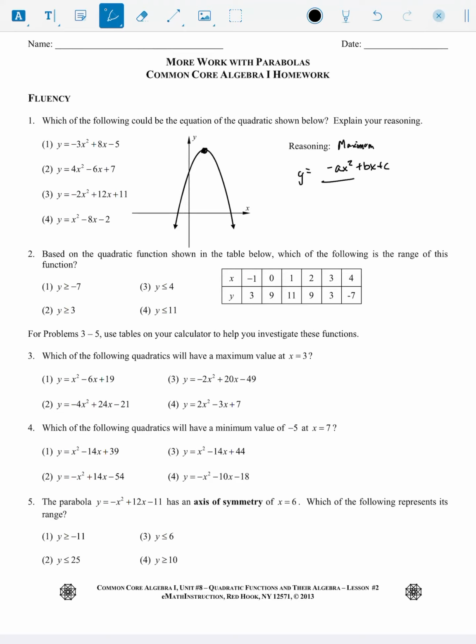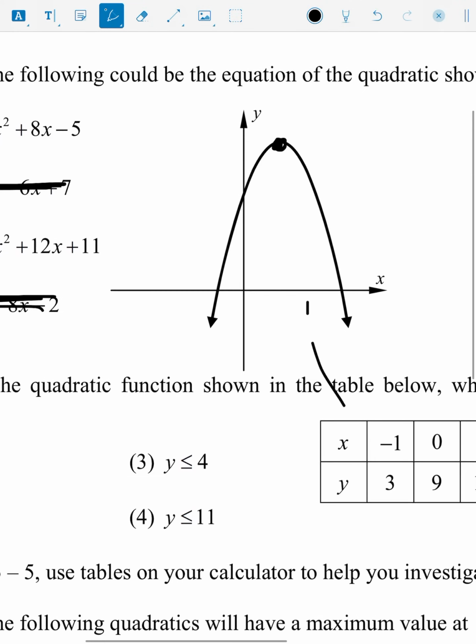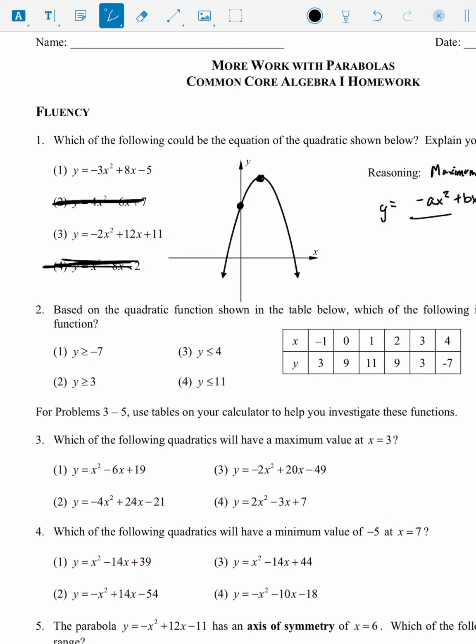And it's y equals. So if I know that the a term of my quadratic is negative, I can totally disregard choice 2 and 4. Choice 1 and 3 obviously will give me graphs with maximums. Now, the other piece of the graph that catches my eye that I can make reference of is where it crosses the y-axis. Now, when it crosses the y-axis, I know that the value of x is equal to 0.